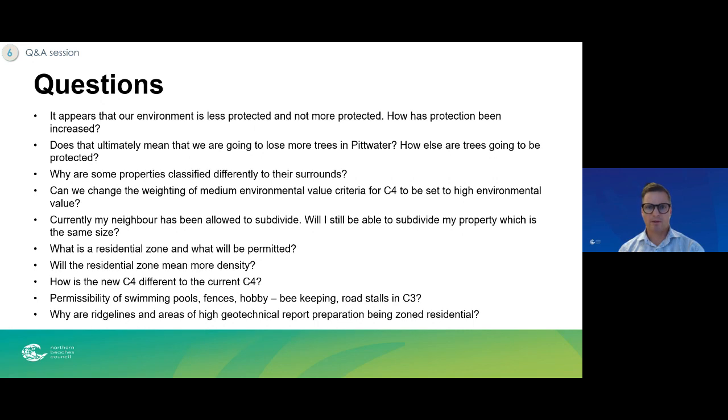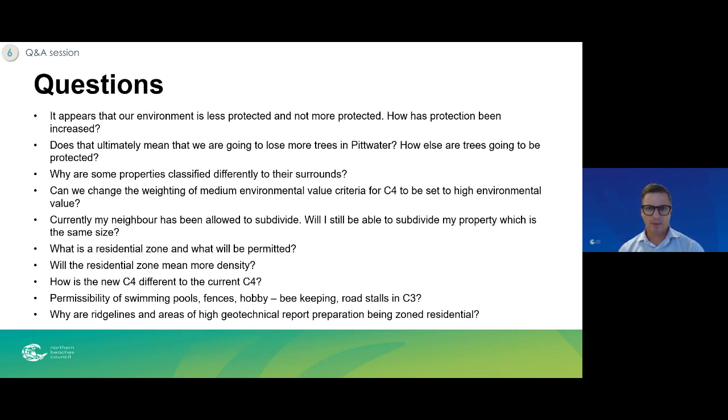Can we change the weighting of medium environmental value criteria for C4 to be set to high environmental value criteria? Again, we're in an exhibition phase, and so welcome any and all feedback in relation to those criteria that have been identified and indeed their weighting and how they're used.